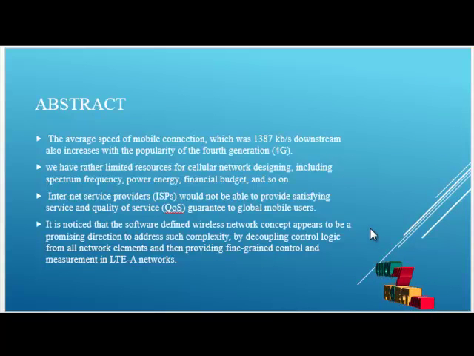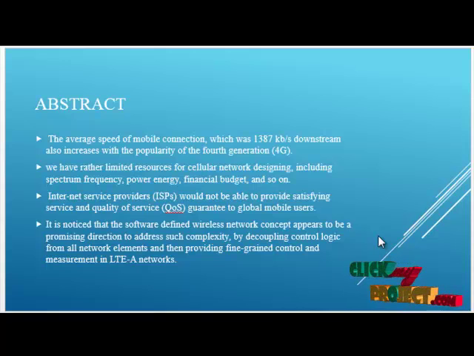Abstract: the average speed of mobile connection, which was 1387 kilobits per second in downstream, also increases with the popularity of the fourth generation 4G. We have rather limited resources for cellular network designing, including the spectrum frequency, power, energy, financial budget, and so on. Internet service providers, that is ISP, would not be able to provide satisfying service and the quality of service guaranteed to the global mobile users.